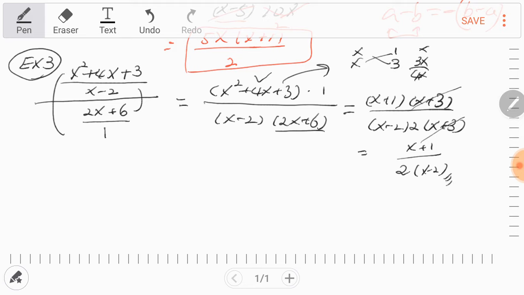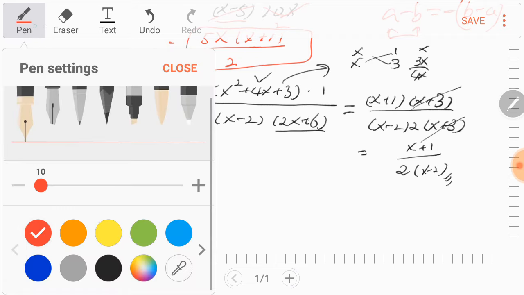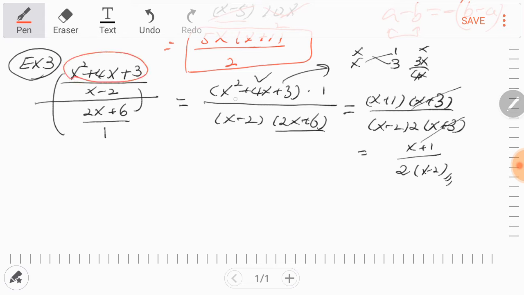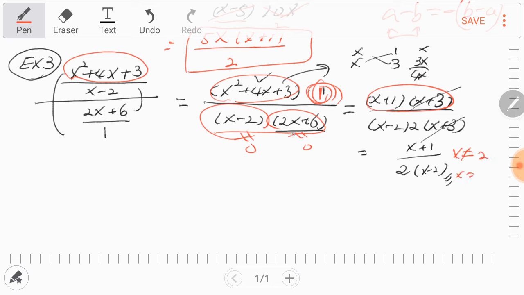Okay, how about the restricted values? The restricted values come from all these three parts, except the first part. So we will get the restricted values from this one, this one, this one. But 1 cannot be 0, so I'll leave it. So we can find zeros from here and from here. So the restricted values are x cannot be equal to 0, 2, and x is not equal to, from here, this one is the same as this one, so cannot be equal to -3.